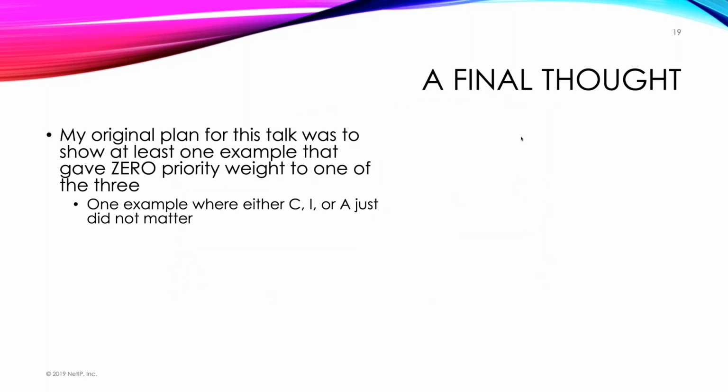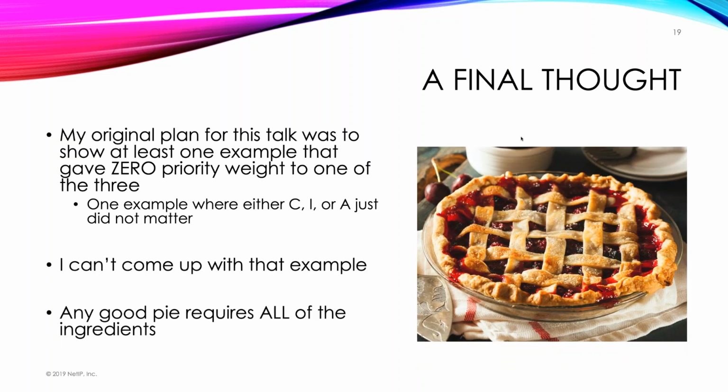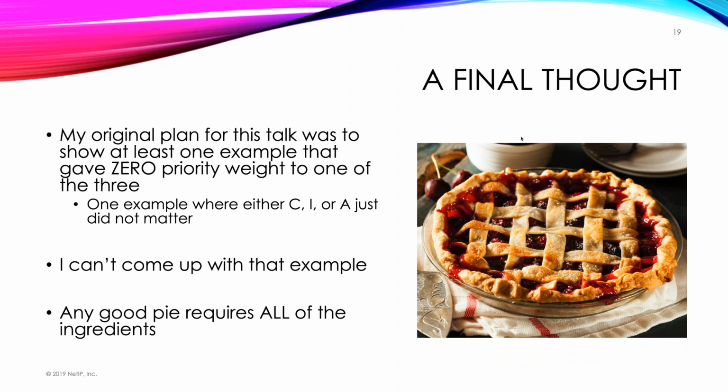My original plan for this talk, when I was very first putting it together, was to have right here at least one example that gave 0 priority weight to one of the 3, either the C, the I, or the A. I was going to give you one example, and I racked my brains. I called every friend I have in this industry, and after 35 years, I have a few. And I can't come up with it. Okay. Like any good pie, you've got to have all the ingredients.